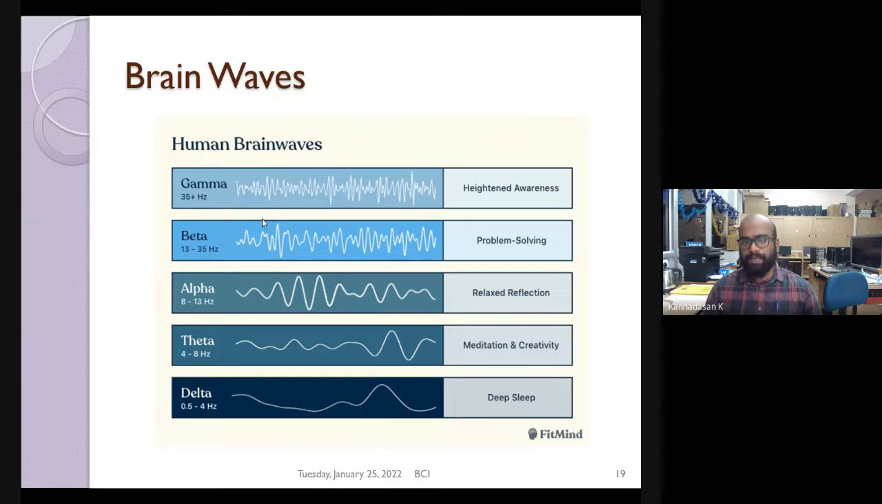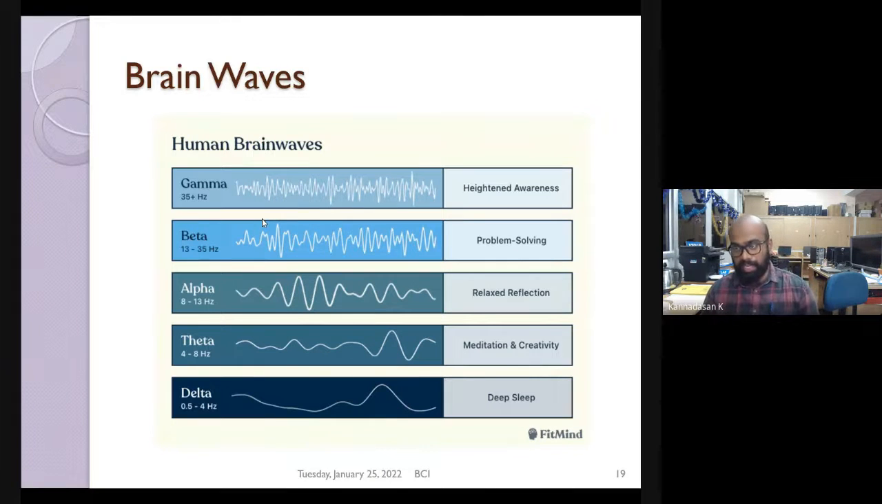Then comes the alpha. Alpha is like relaxed reflection. You're in a relaxed state, like a normal state, doing your regular activities. That is 8 to 13 hertz of signal. Then comes beta. Beta is 13 to 35 hertz, where you'll be thinking about something, like problem solving, mathematical or real life problem solving, whatsoever it is. When you're thinking, your beta wave will be active, 13 to 35 hertz. Your EEG signal will be like whatever is shown in this particular figure.